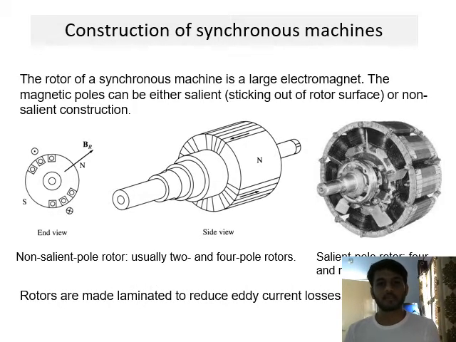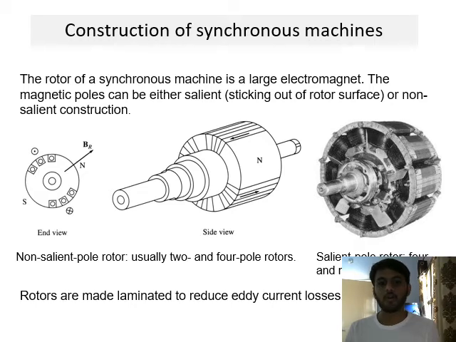Then, construction of the synchronous machine. How is the synchronous machine basically formed or constructed? The rotor of a synchronous machine is a large electromagnet. The magnetic poles can be either salient, meaning sticking out of the rotor surface, or non-salient type. You can see this is the end view, this is the side view, and this is the salient pole motor. There are two types of rotor: one is a salient pole and the other is a non-salient pole.